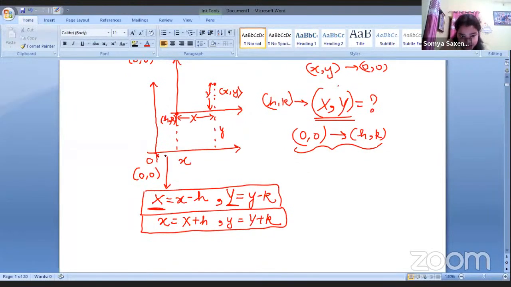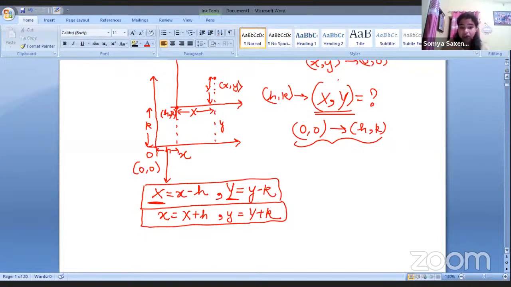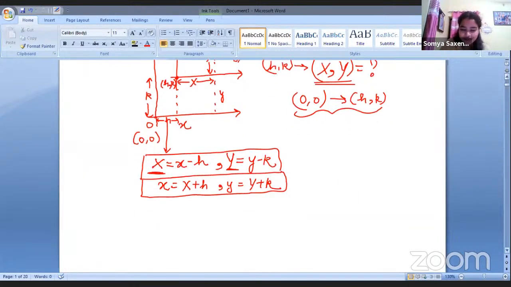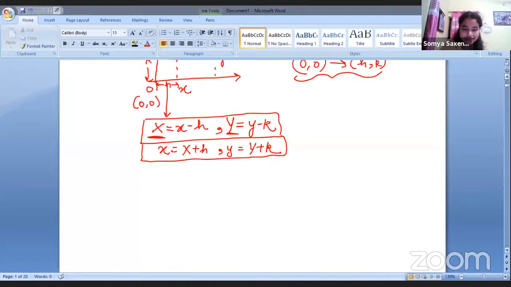See, this distance is h and this is k. So that is why we are subtracting, that is why this relation is here. They are just the x coordinate and the y coordinate. And they are parallel, mind you. I'm not drawing them parallel, but they are parallel. It is very difficult for me to draw a straight line, what to say of parallel lines.